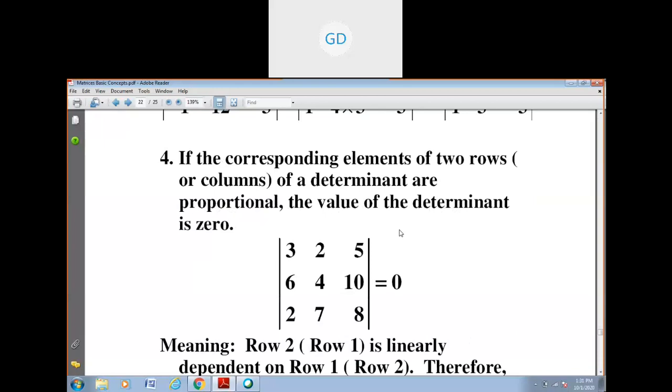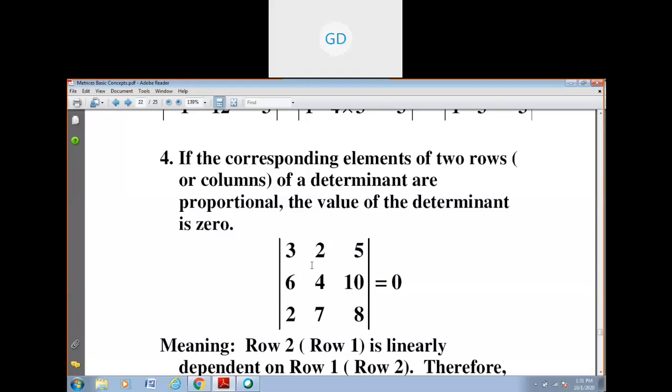Again, it is interesting when all the elements of two rows or two columns are the same, that is, identical. If the same elements are there in two rows or two columns, then the value of the determinant we can directly write as 0.